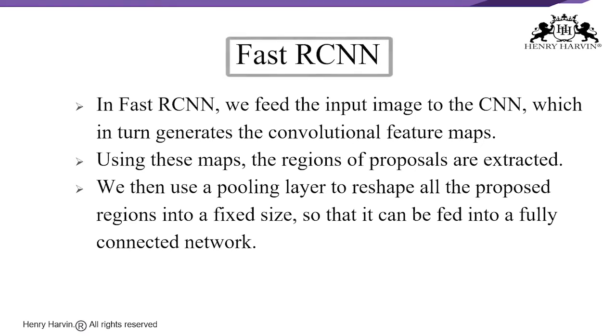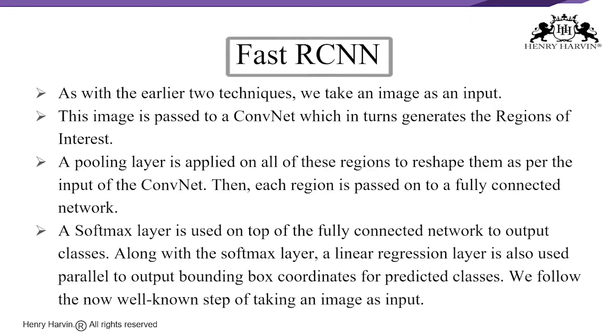Try to understand that. Here we feed the input image to the CNN. In the previous case, it was running 2000 times per image. Here we run it just once per image and get all the regions of interest. So in Fast RCNN, we feed the input image, then it generates a feature map. Using these maps, the region proposals are extracted. Then we use a pooling layer to reshape all the proposed regions into a fixed size, and then it can be connected to a fully connected network.